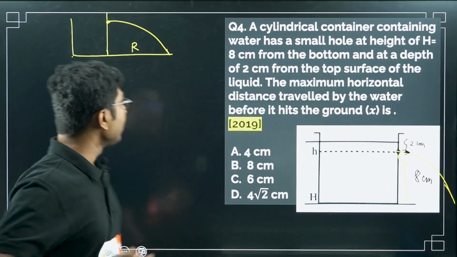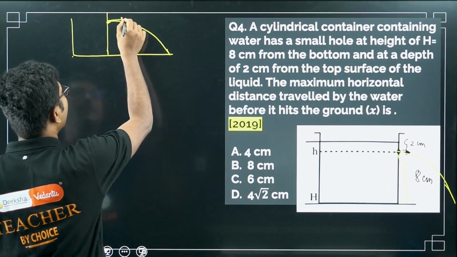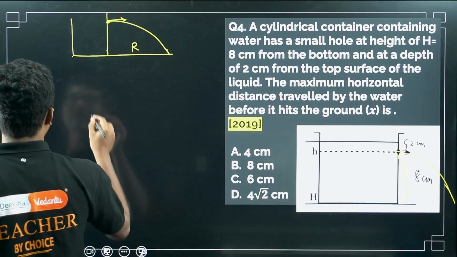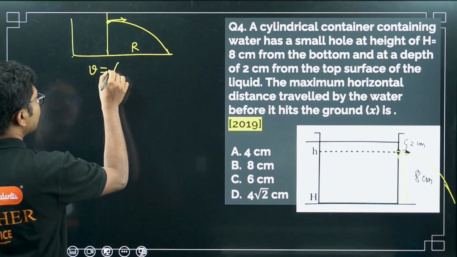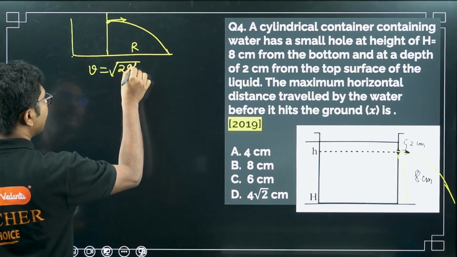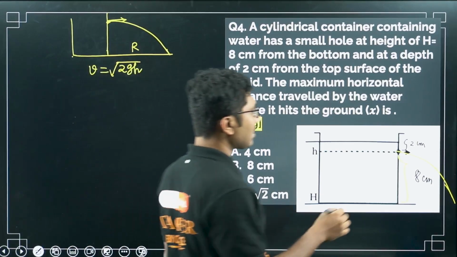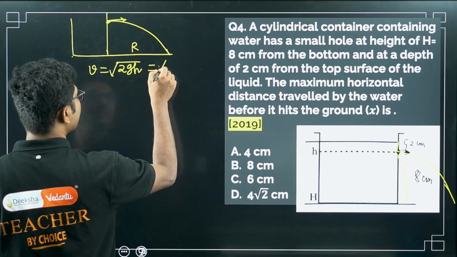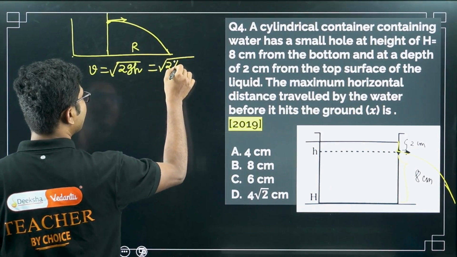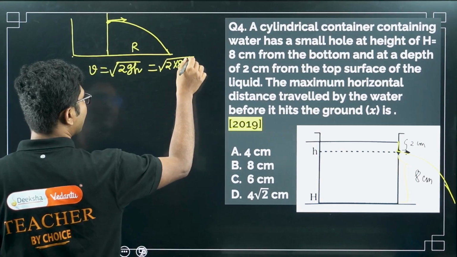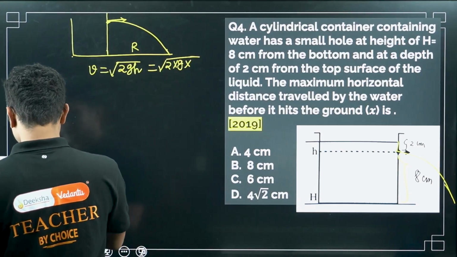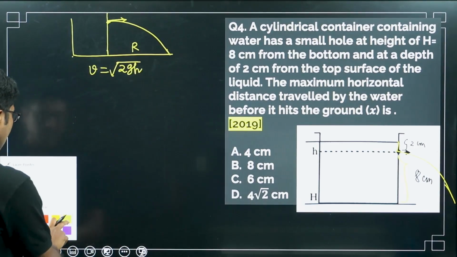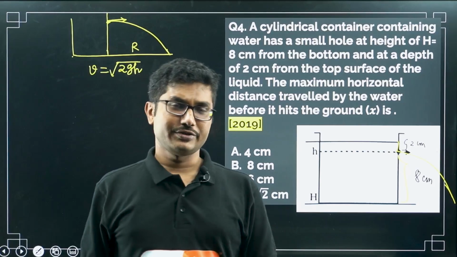First of all, we know that the speed with which it is coming out is the speed of efflux. Since it is an open container without any cover, the speed of efflux will be equal to square root of 2gh. Here h is measured from the top of the container. So V is square root of 2gh, that we know.